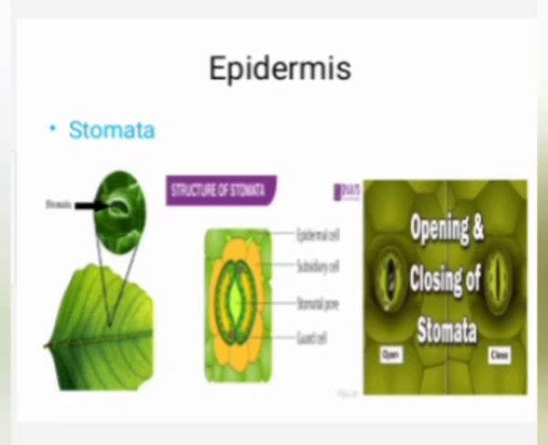Students, look at the screen. Stomata. Observe the diagram. Each stoma has a pair of bean-shaped cells. They are called guard cells. Look at the guard cells. They are bean-shaped cells.